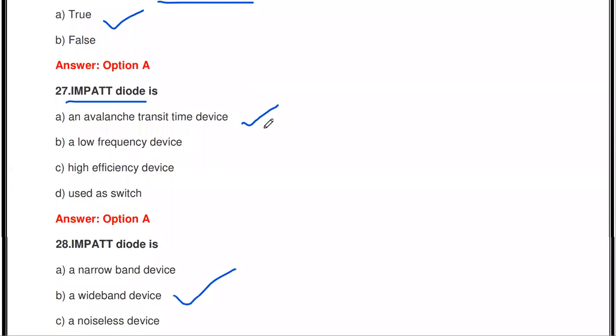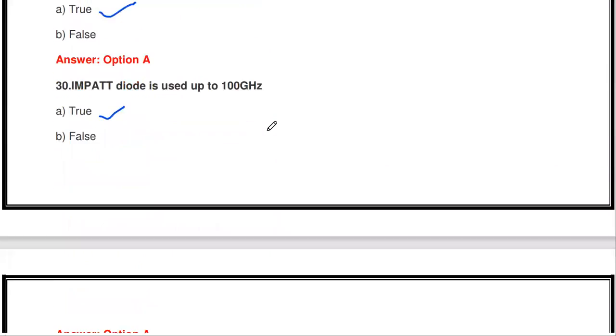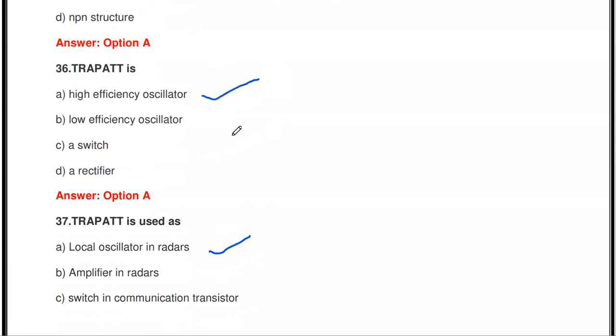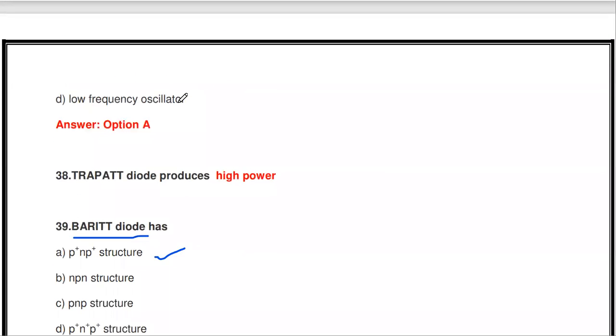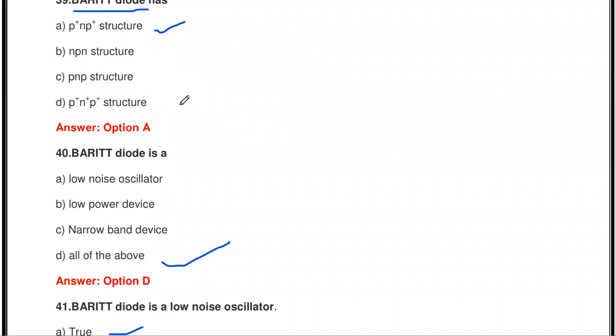Then we discussed IMPATT diodes. Okay, IMPATT diode. Then BARITT diode, TRAPATT diode, PIN diode. These are some of the important microwave semiconductor devices used in the field of microwave.